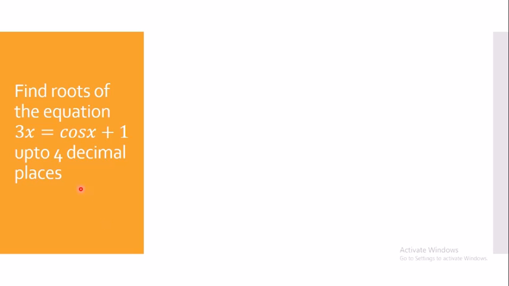Okay, so I hope you all understood the method. Now let's move on to the next problem. The next problem is to find the roots of the equation 3x = cos x + 1 up to 4 decimal places. Now as you can see here, a cos term or a trigonometric term is involved. That means this is what kind of equation? Transcendental equation.